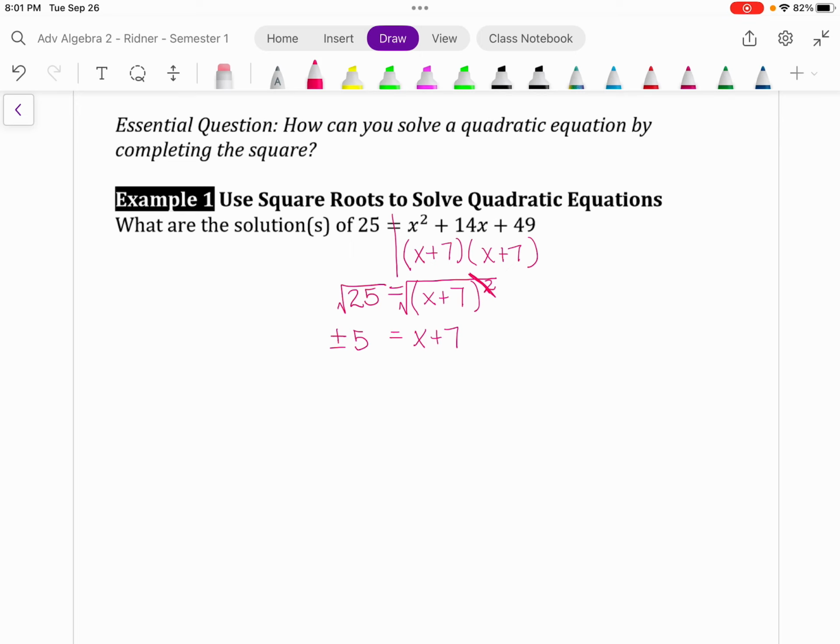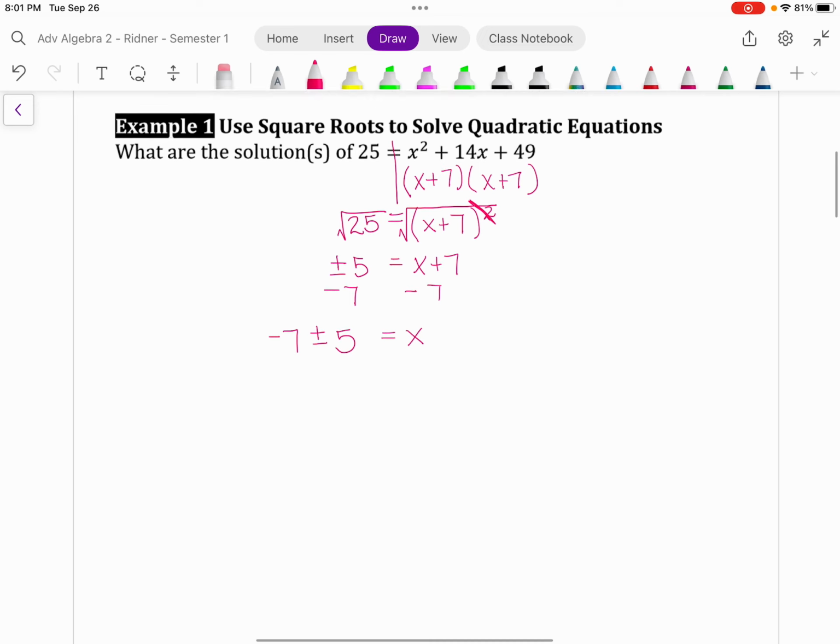And then I think about just solving for x. How do I get x by itself? Well, I do that by subtracting 7 on both sides. The typical way to write that is negative 7 plus or minus 5. Now, I can actually solve that, so I can keep going. For a lot of problems with square roots, this is where we stop. But for this particular one, we can keep going.